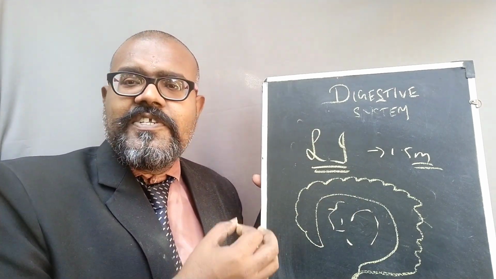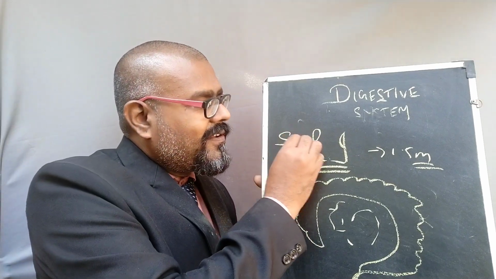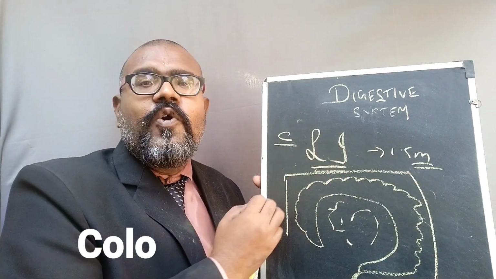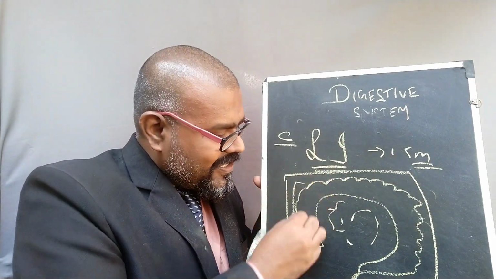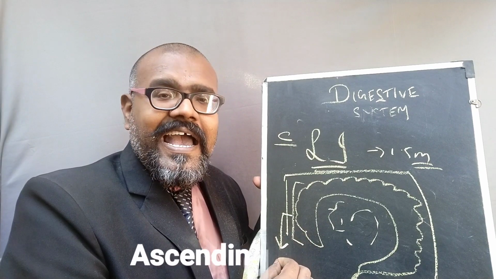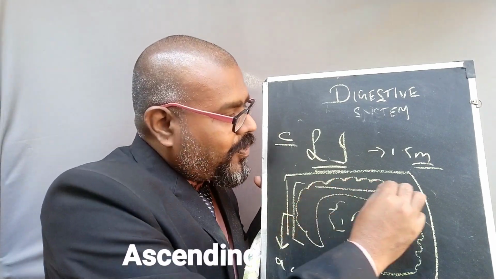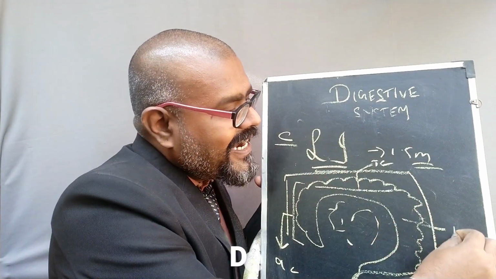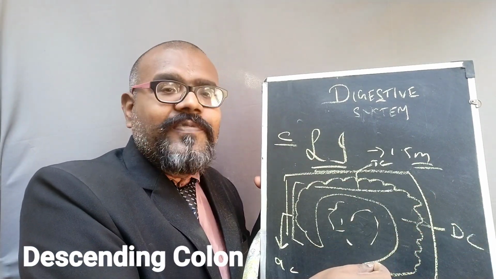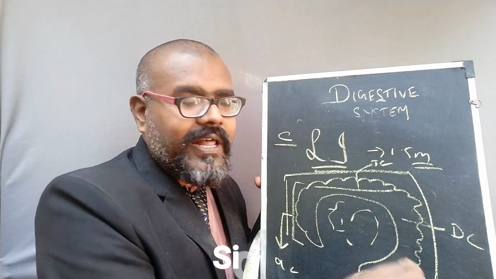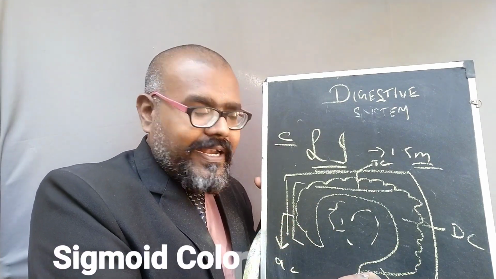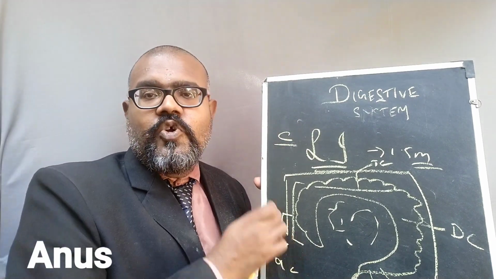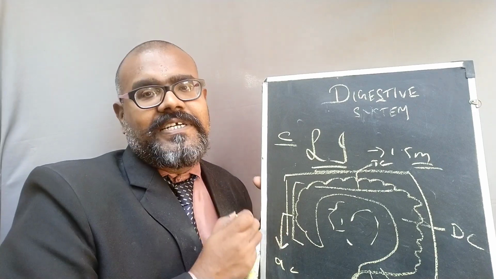The large intestine consists of many parts. The first part is the colon. This whole part is considered the colon. Only this portion is called the ascending colon. This portion is called the transverse colon. This portion is called the descending colon. At the end of the descending colon is the sigmoid colon. After the sigmoid colon there is a portion called the rectum, and last is the anus. These are the parts present in the large intestine.